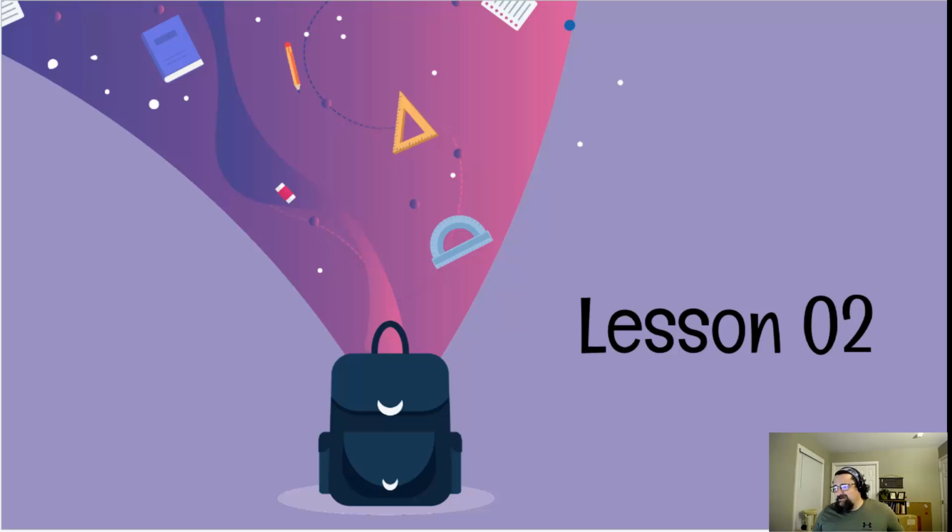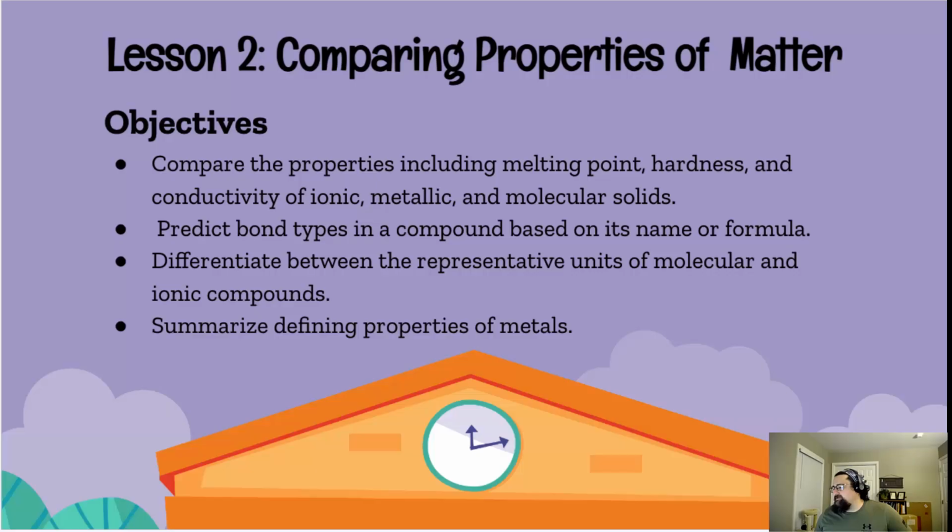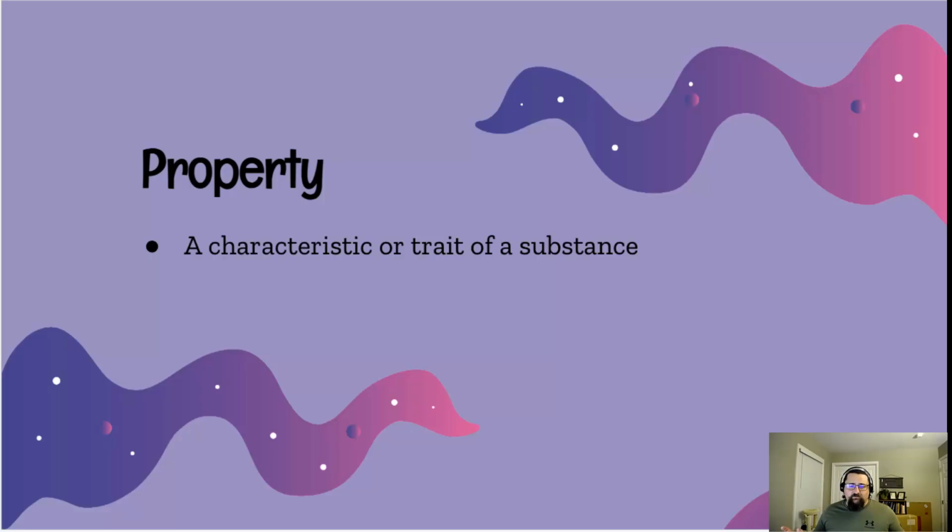Okay, today we're going to talk about comparing properties of matter. And so we're going to take the properties across three different types of bonding, right? Ionic, metallic, and covalent. We're also going to talk about physical versus chemical properties. And so let's start off with what is a property?